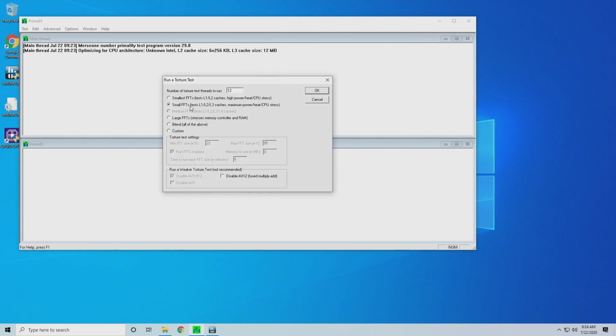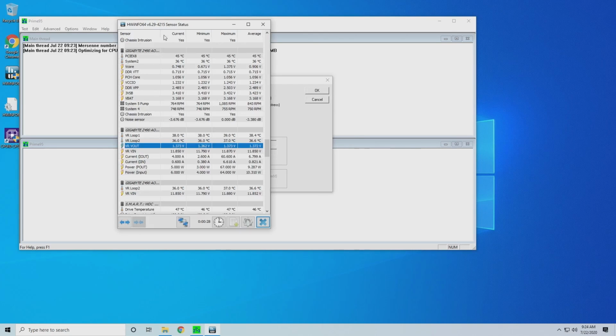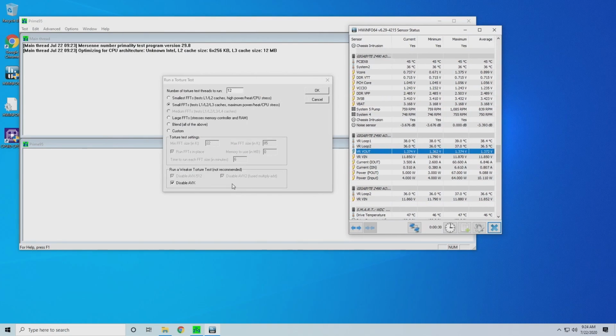Okay. And we'll check our VR out. So 1.37. We'll turn AVX off. We don't want the CPU. And the reason, I'll explain that a little more.